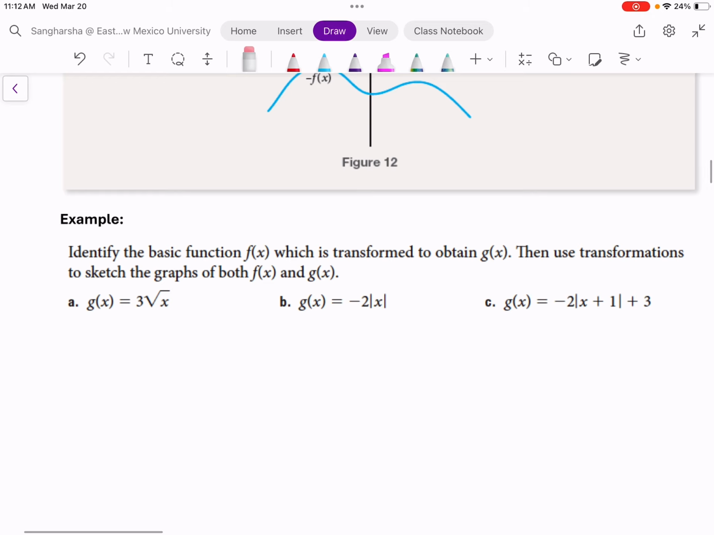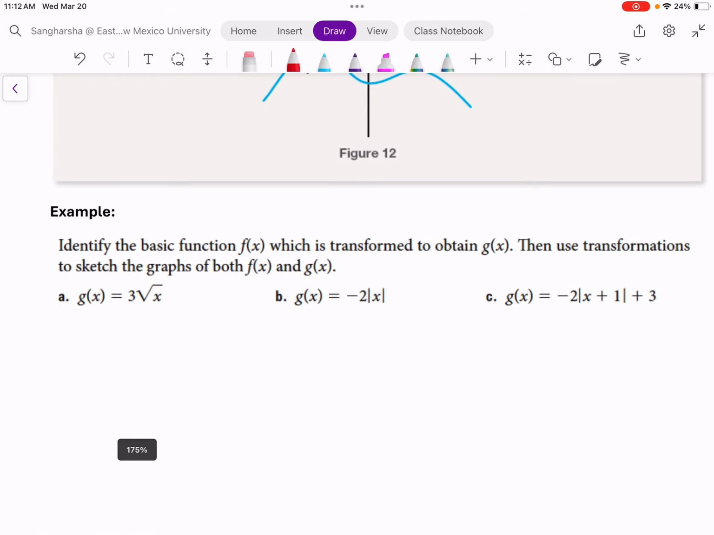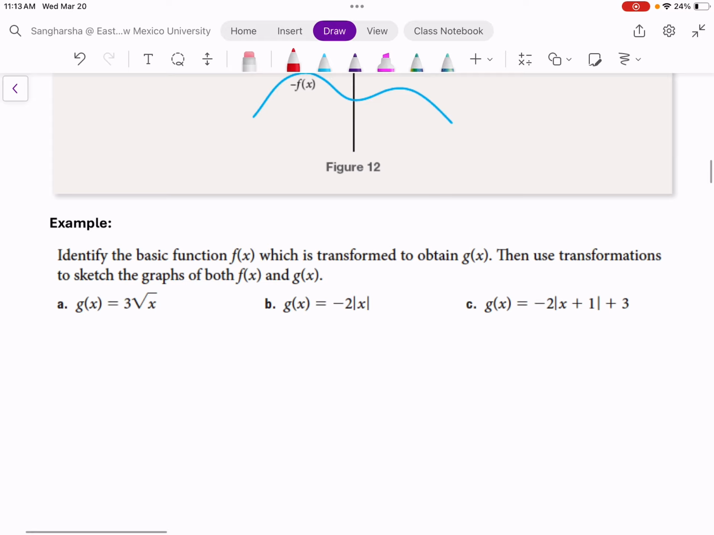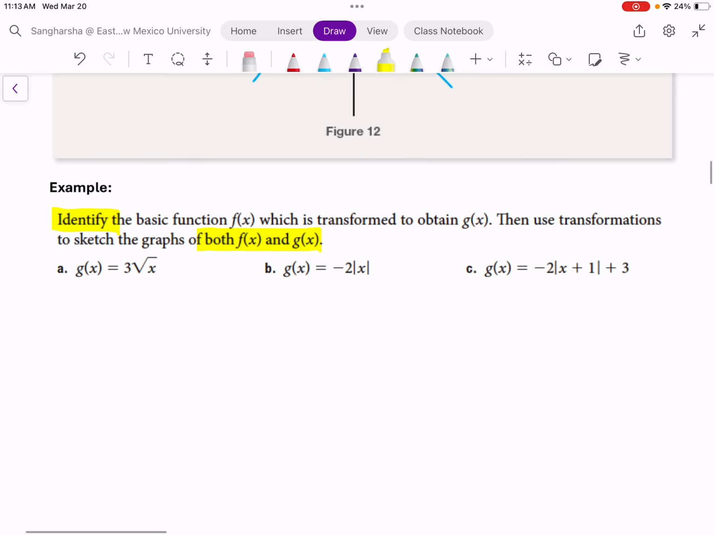In number A, it tells us to identify our basic function. The very first thing is that we need to identify the basic function, then use transformations to sketch the graph of both of these functions. For this function, what kind of function is this? What is the name of this function? We have g of x equals 3 times square root of x. It is a square root function, right? So what will be the basic function for a square root function?